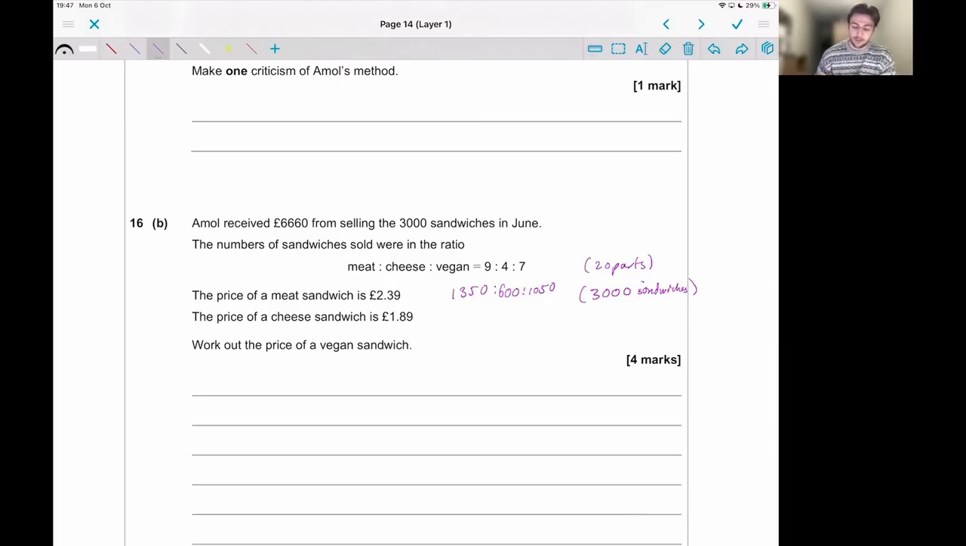So 1350 times £2.39. That's how much money he made from the meat sandwiches. We're going to add that to 600 times £1.89. That's how much he makes from the cheese sandwiches. So what is that when you add those together?